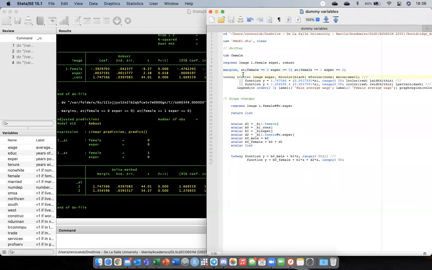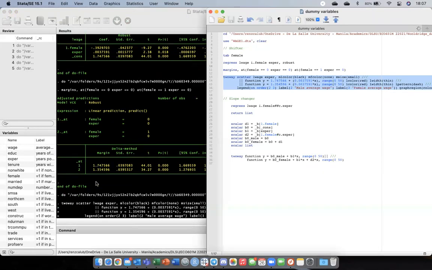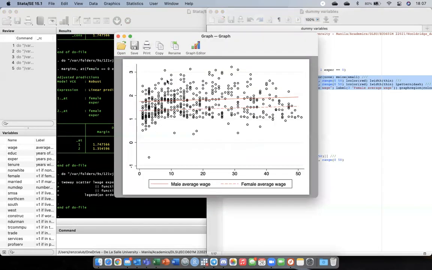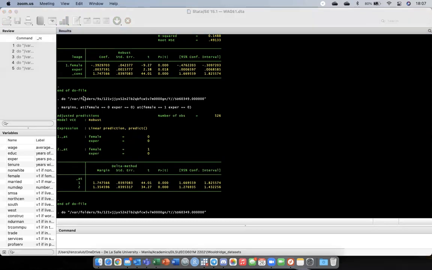Okay. Now we can demonstrate that using a graph, right? So this graph, lines 13 to 16, shows a scatter plot of log of wage and experience, and it will show you the estimated regression line using two different intercepts. One intercept will be for males, the other intercept for females, to reflect this difference. It's not really that obvious, but as you can see, the gap between the two red lines will be the 0.39 that we just estimated.